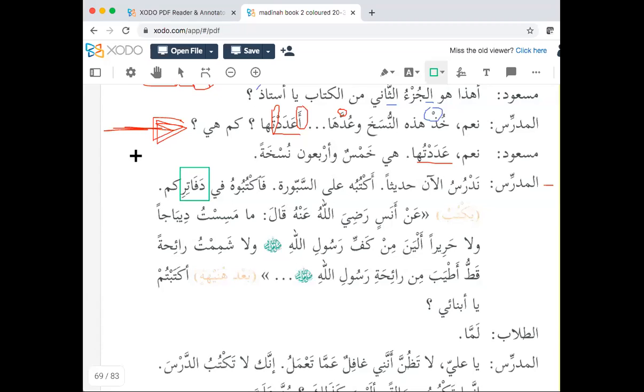So if a harful jar comes before them, you say dhahabtu ila fanadiqa. I went to some hotels. Dhahabtu ila fanadiqa fi Turkiya. I went to some hotels in Turkey. Okay? That's different to saying dhahabtu ila fanadiqi Turkiya. Mamnu' mudaf and mudaf ilayhi. I went to the hotels of Turkey.